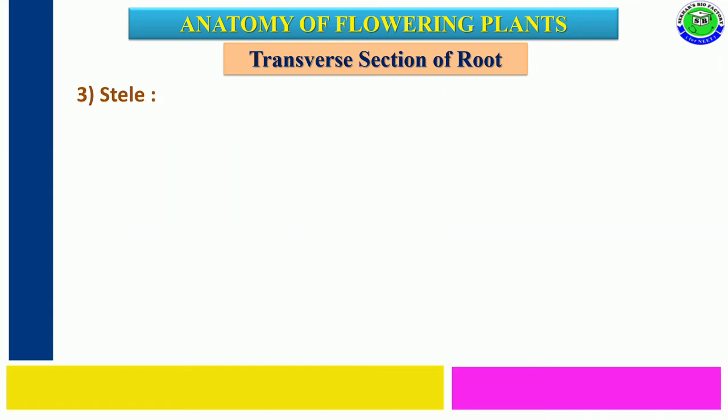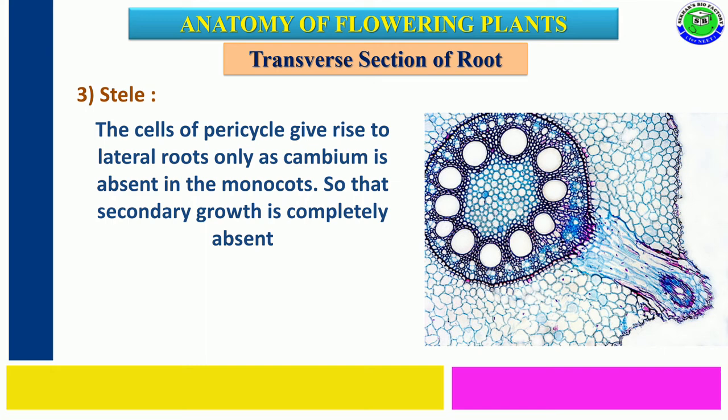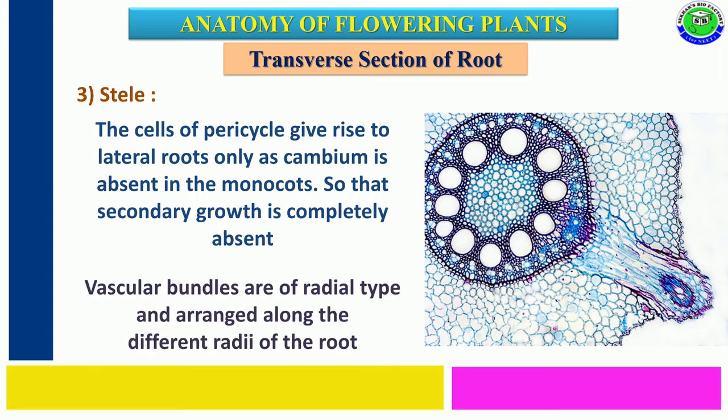The third part is stele. The cells of pericycle, which is present below the endodermis, due to their divisions can produce lateral roots. But in monocot root, pericycle never produces cambium, so secondary growth is completely absent in monocot root. The vascular bundles which are present in stele are radial type. That means both xylem and phloem patches are alternately present on radial walls.